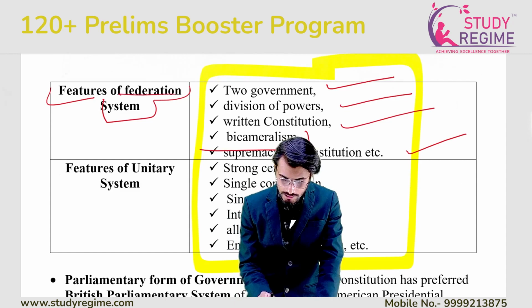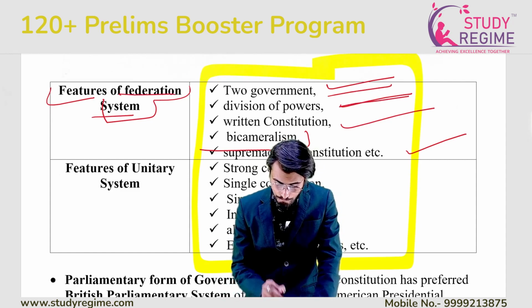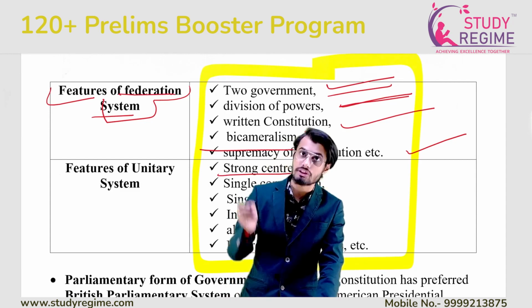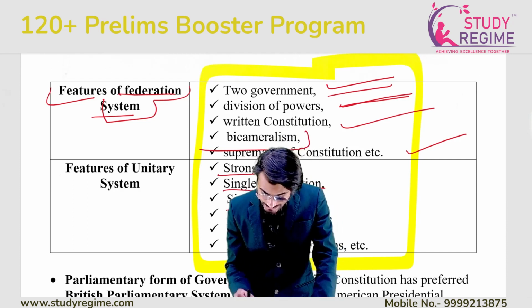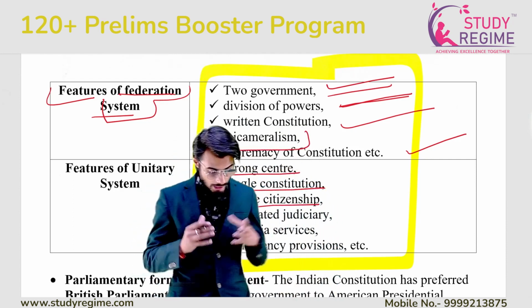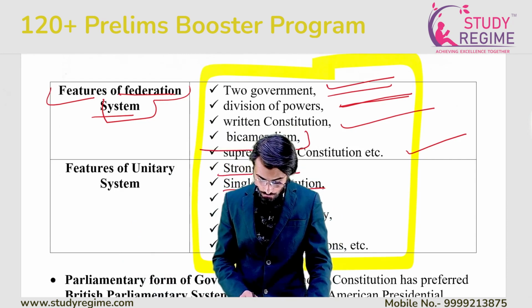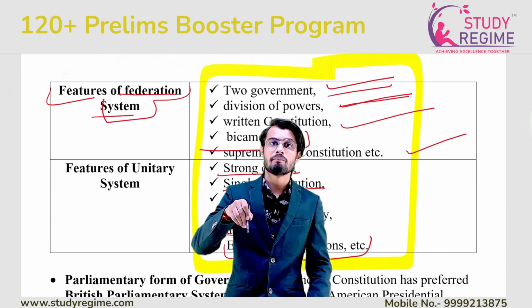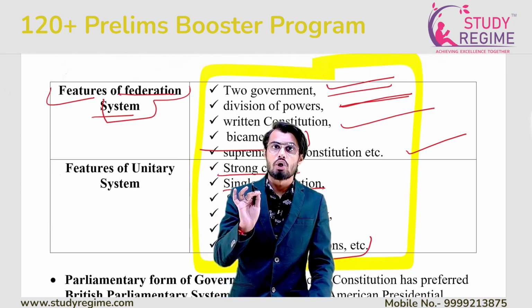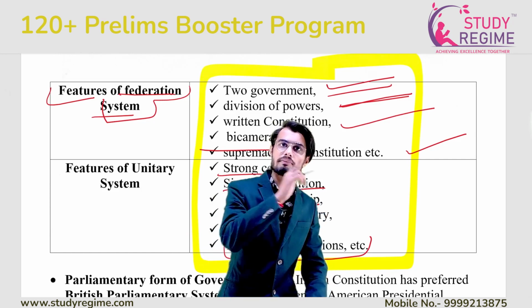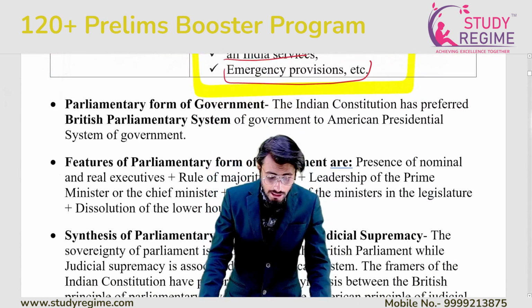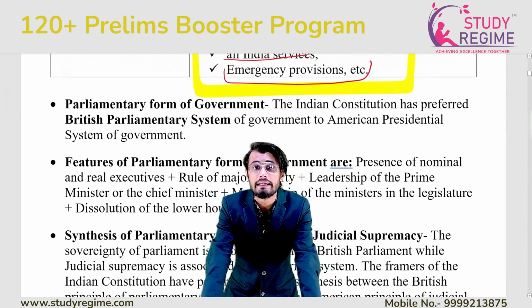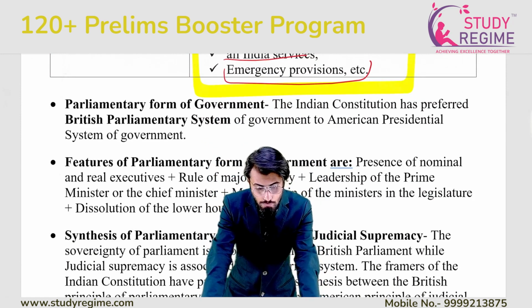See, in federation system we talk about two governments, division of power, but in unitary we talk about the government in which the center is strong. There should be a single constitution, there should be a single citizenship and integrated judiciary, okay, and also an all India service along with the emergency provision which must be applied, or you can say it must be announced from the center. Okay, so let's go ahead. The parliamentary form of government, we do have a parliamentary form of government. The Indian constitution has preferred British parliamentary system of government to American presidential system of government.